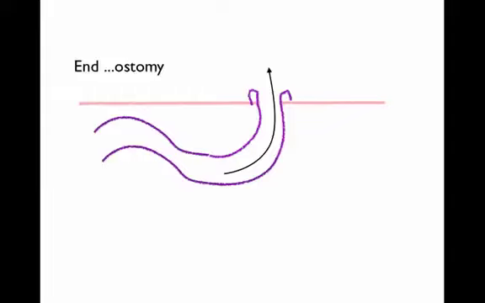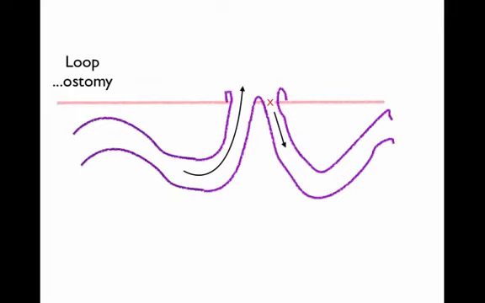Next we'll talk a little bit about the difference between an end and a loop. Now, in this case, this is an end ostomy. It may be an ileostomy or a colostomy, but ultimately the piece of bowel ends at the abdominal wall and is a single lumen. The alternative is called a loop.